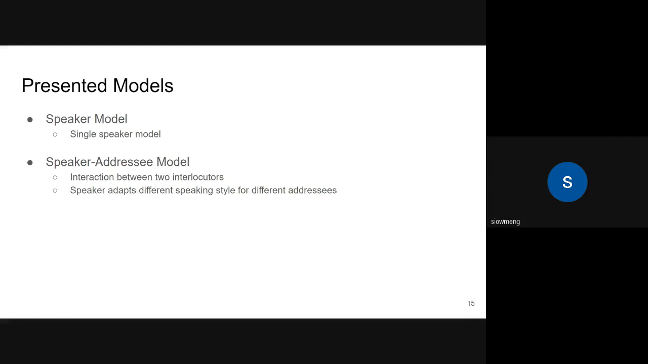So for example, if we are speaking to your peers, or speaking to your girlfriend and whatever, the style might potentially change, and this speaker addressing model is trying to address that. So it does consider the interaction between the two. And it adapts to different styles according to who you are conversing with.